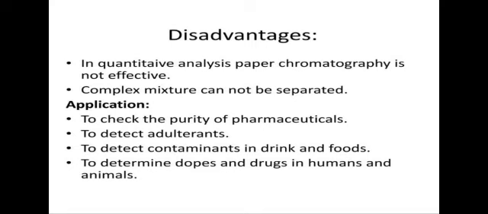What are the applications of paper chromatography? First one, to check the impurity, to check the purity of pharmaceuticals. Second one, to detect adulterants. Third one, to detect contaminants in drinks and food products. Fourth application is to determine dopes and drugs in humans and animals. These are the advantages, disadvantages, procedure, principle, applications of the paper chromatography.